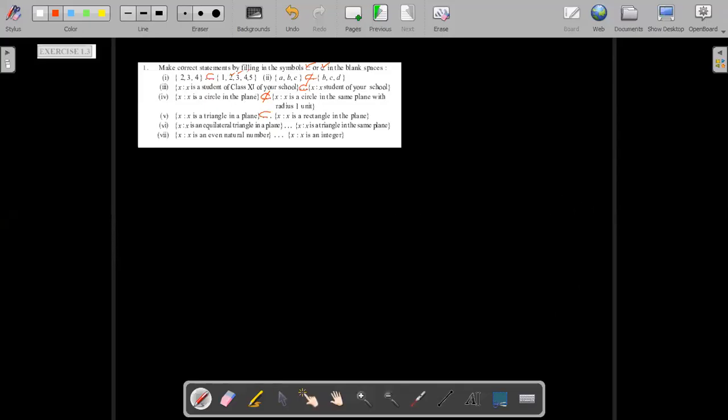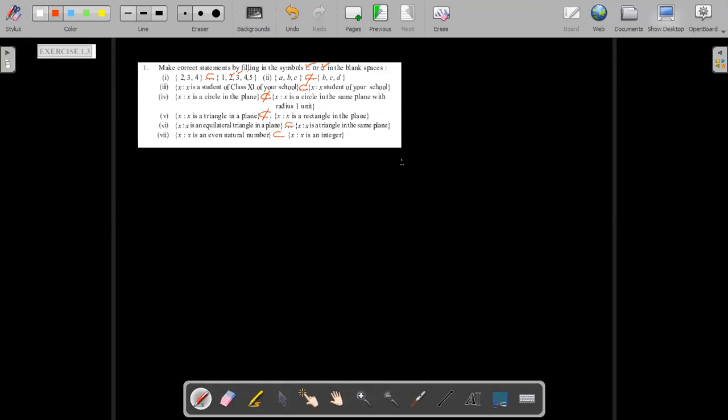So it is not a subset. Okay, yes, correct, Afra. So then it is not a subset. Similarly, the sixth one is a subset. So equilateral triangles will come in triangles. X is an even natural number, X is an integer. So even natural numbers all will come in integers. So it is a subset. Okay, got it?